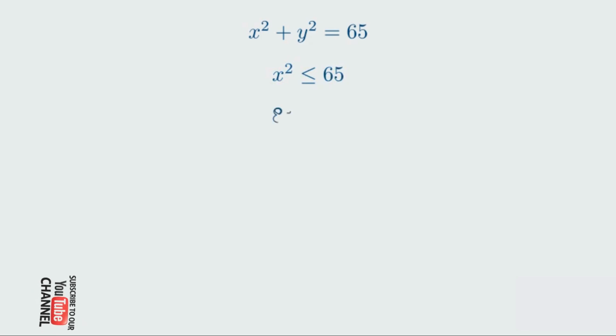The largest integer whose square is less than or equal to 65 is 8, since 8 squared is 64. The next integer, 9 squared, is 81, which is too large. So, our possible integer values for x are limited to 0, 1, 2, 3, 4, 5, 6, 7, and 8. We'll test each of these.